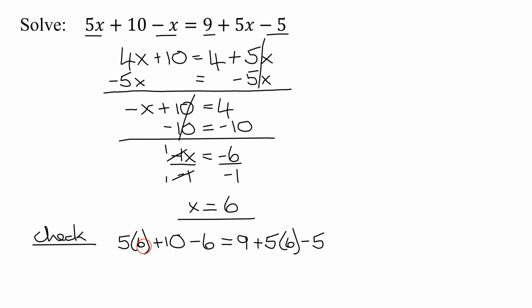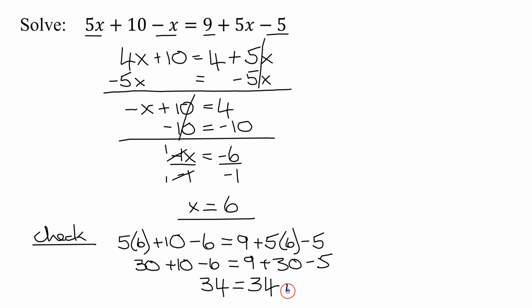So let's do our multiplications first. 5 times 6 is 30, plus 10 minus 6. Does it equal 9 plus 5 times 6 is 30, minus 5. So 30 plus 10 is 40. 40 minus 6 is 34. And 9 plus 30 is 39. 39 minus 5 is 34. Excellent. I got a true statement. Therefore, I know the solution is x equals 6.